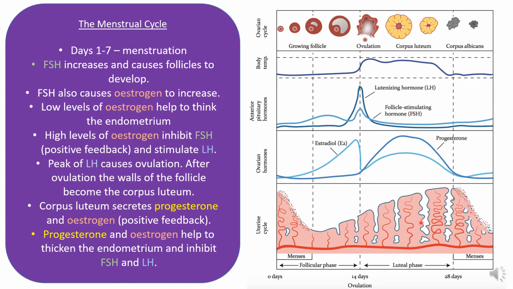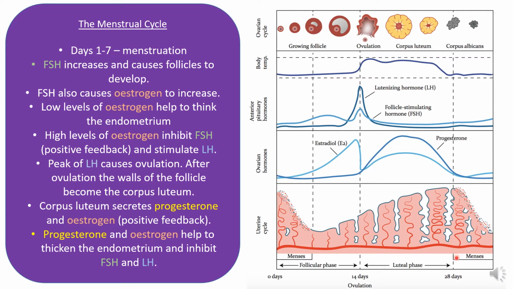The progesterone and estrogen at this stage also help to inhibit FSH and LH, because if a pregnancy is going to occur, then we don't need another egg to be released and we don't need ovulation to occur. So the progesterone and estrogen at this stage help to inhibit FSH and LH. Now, what we can see at 28 days, this is the end of the cycle, is we see the whole thing starting again.